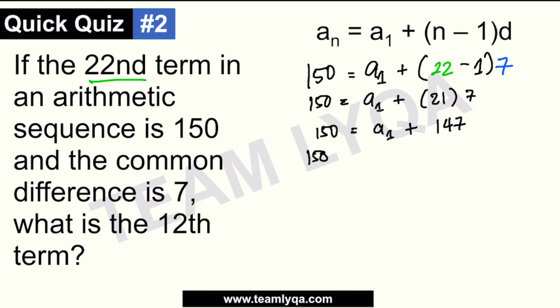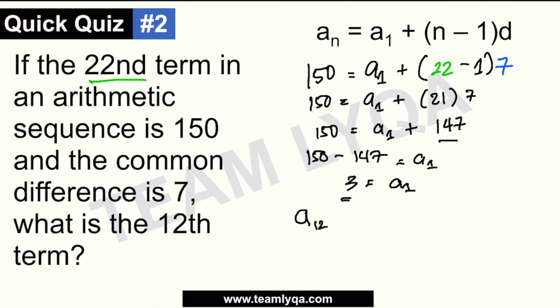150 minus 147, which is this, is equal to A sub 1. And this is 3. So, ibig sabihin nun, ang initial term natin ay 3. Now that alam na natin yung initial term, we can now solve for the 12th term. Now, how do we do that? We just use the formula again.